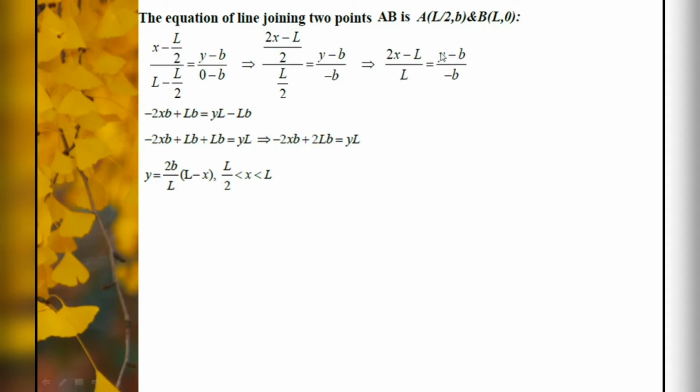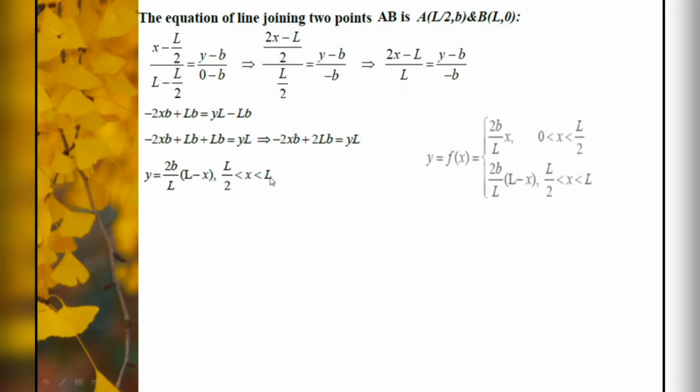we group our y value. We are cross multiplying it and then simplifying, taking y terms to one side and the rest of the terms to the right hand side, and we will get our y value as 2b by capital L into L minus x. It's a simple calculation which we know from our early schooling, how to find the equation of a straight line joining the 2 points, and this is from the limit L by 2 to L.